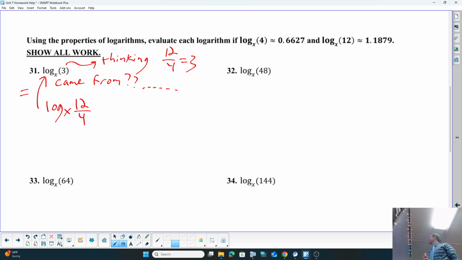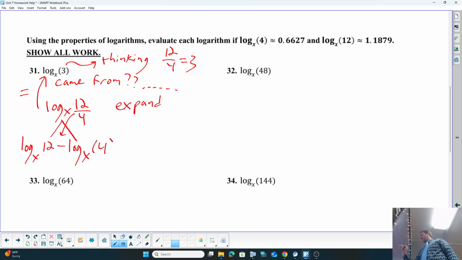Cool. Okay. But we need to separate them now, so we need to go ahead and expand it next. And then we can put in those numbers and get an answer. So this expands into log base x of 12, and then division becomes subtraction, and then log base x of 4. Wayo. And so now we can take this number in place of log base x of 12. They give us a number.